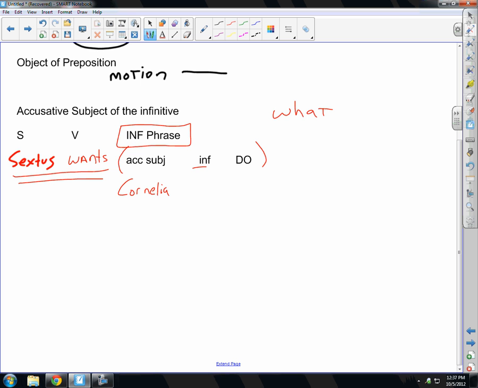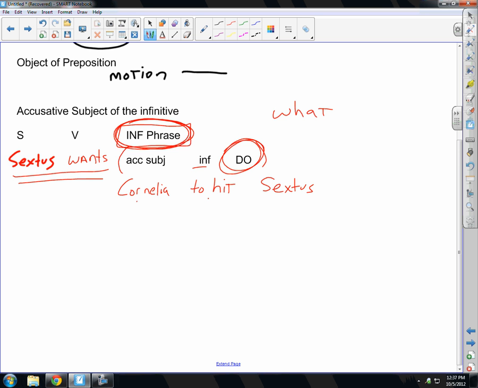Whatever he wants Cornelia to do will be the infinitive. Sextus wants Cornelia to hit Sextus. To hit what? Sextus is a direct object. Remember, direct object answers the question what? Cornelia to hit what? Sextus. So answering the question what makes Sextus the direct object. And that's why the infinitive phrase replaces the direct object in this pattern, because it does answer the question what.